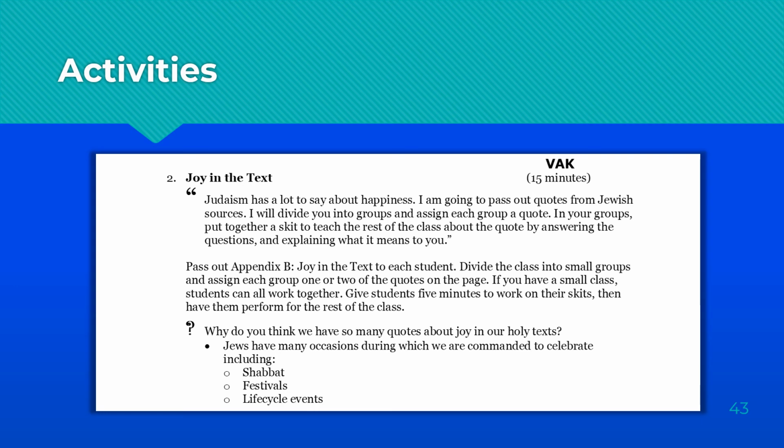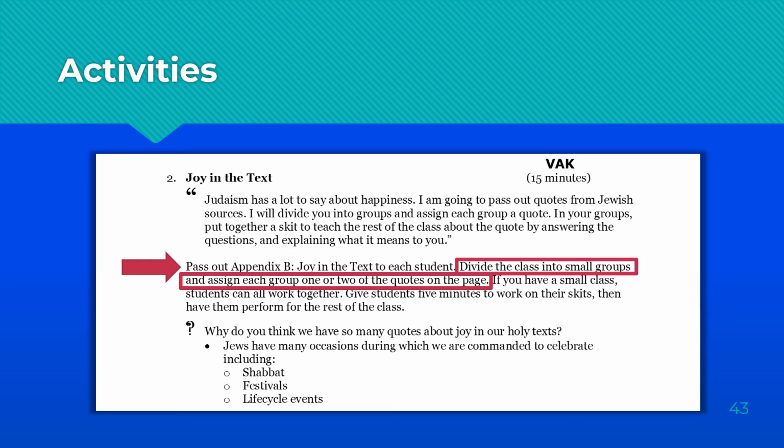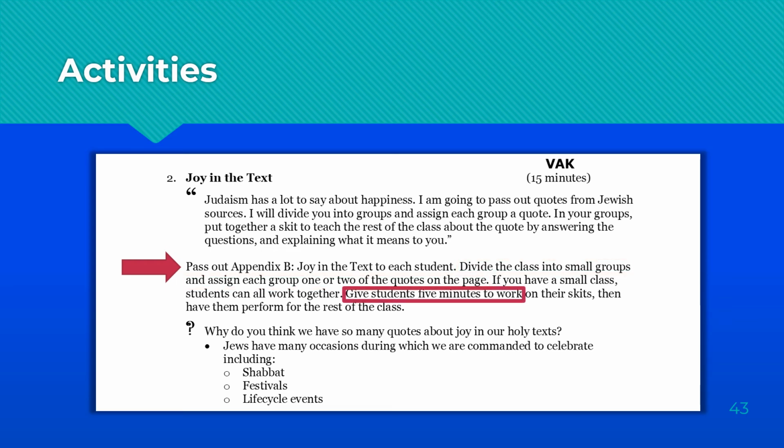Moving on, you'll notice this next paragraph has neither a quotation nor a question mark attached to it. Whenever you see these types of paragraphs, you'll know that this part of the lesson is strictly for you and not meant to be read aloud to the students. In this case, you are told which materials need to be given to each student, how you should divide them into groups and what their assignment is, how long they have to complete the assignment, and what they will do once they are done.